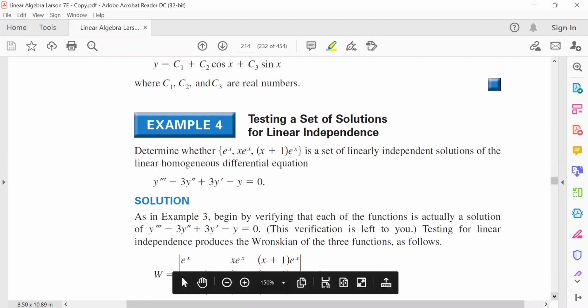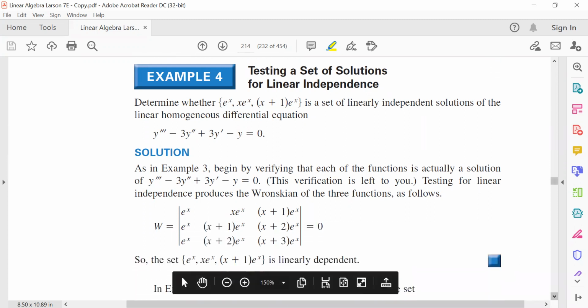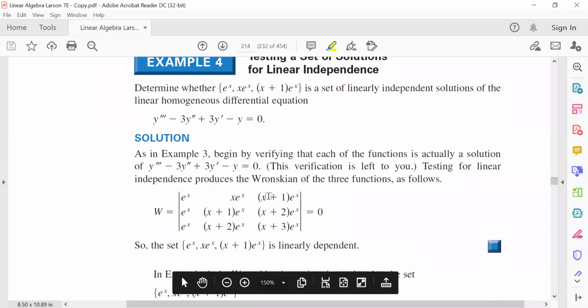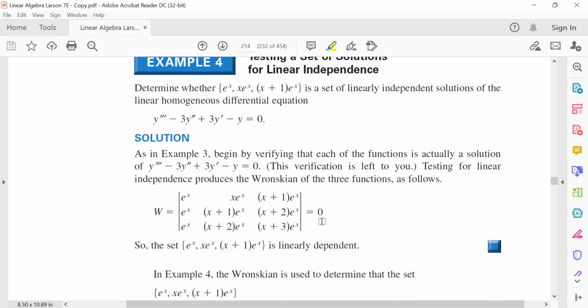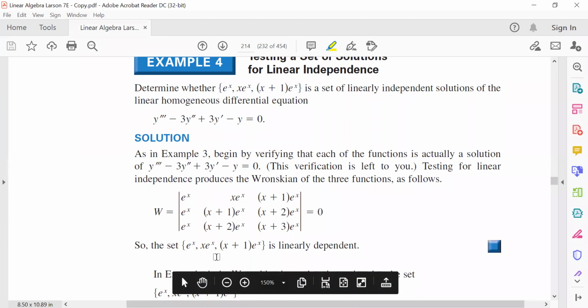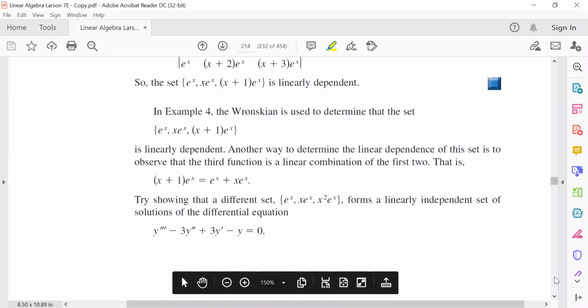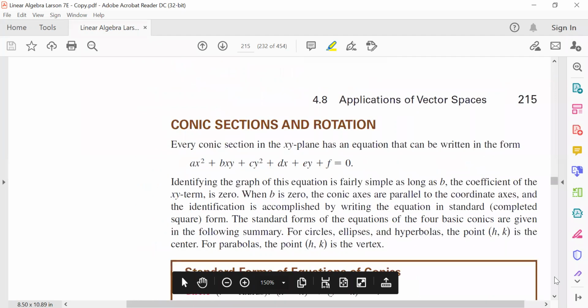If you do the Wronskian and take this determinant, here are the three functions I'm laying across the top. I take all the derivatives, and then I do the determinant. You crunch it, and you wind up getting 0. So clearly, these are dependent, not independent. And that's something we were even able to see just on inspection. But the point is that this test works. The Wronskian test works.